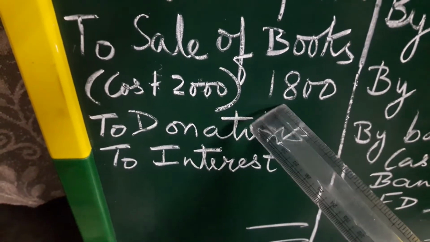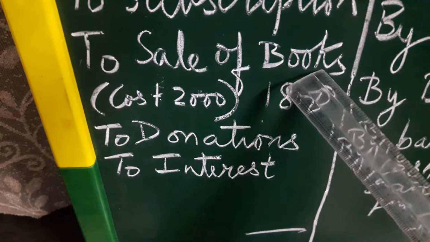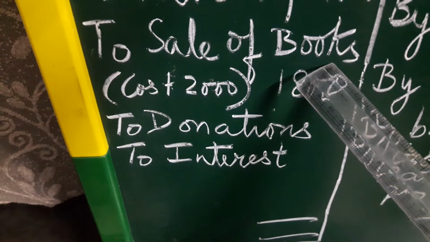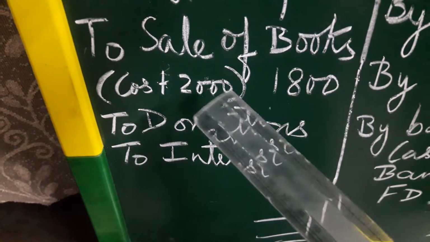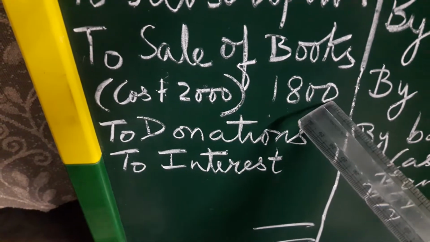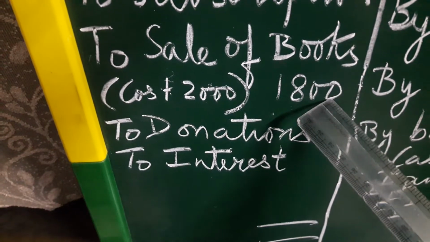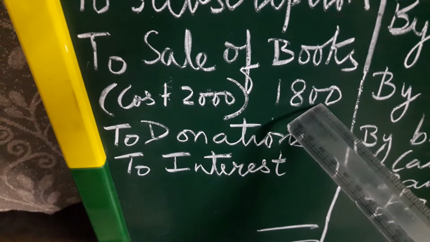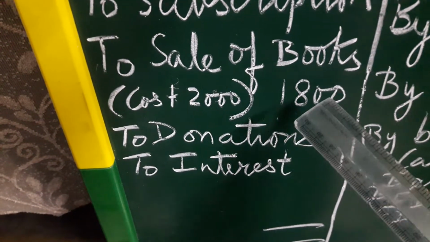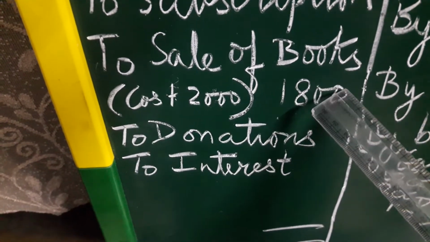Now, sale of books. Listen very carefully. Books are assets. They are fixed assets. So I have told you earlier, whenever an asset is sold, the profit or loss is calculated. Let us see, the cost was 2000. We have sold it for 1800. So there is a loss of 200. Only 200 will be shown in the income and expenditure account on the expenditure side.